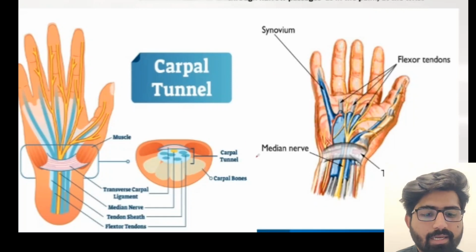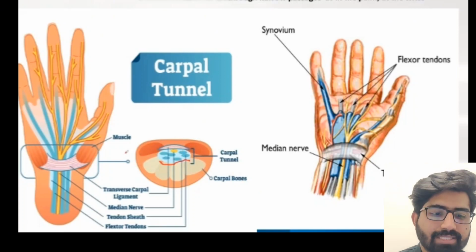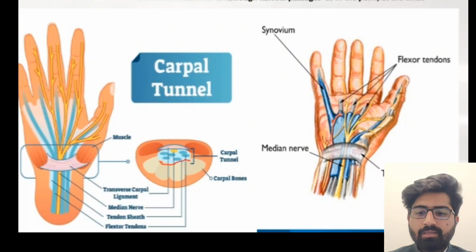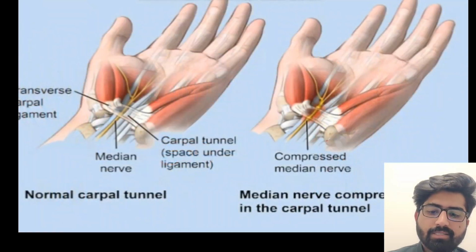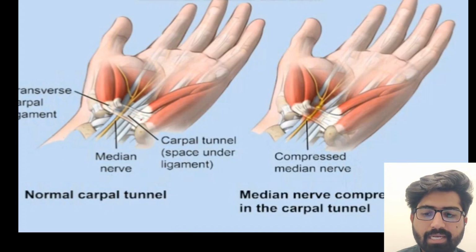As for the boundaries of the carpal tunnel, the floor is formed by the carpal bones, and anteriorly, the carpal tunnel is lined by the transverse carpal ligament. It is also labeled as the flexor retinaculum. You can see in this picture the structures that pass through the carpal tunnel. The most important structure is the median nerve, and it is lined anteriorly.